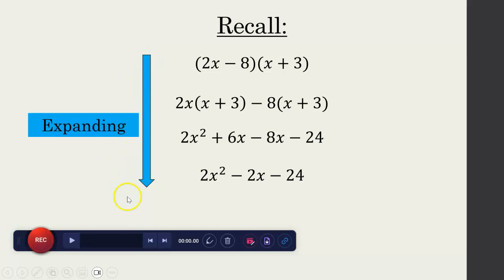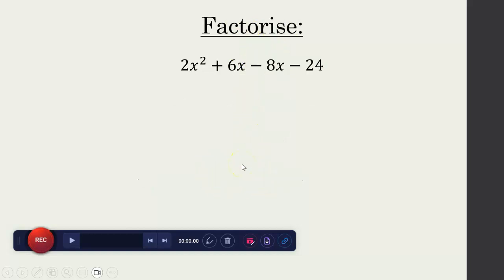So this is called expanding. When we're given the brackets and we're told to expand it out, so multiply the brackets together, eventually we end with this line. So you'll see why this becomes important later. But just remember, starting with brackets, if we expand out, we end down here.